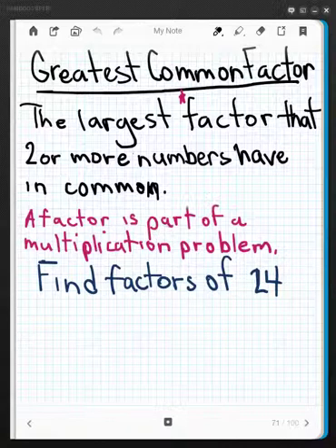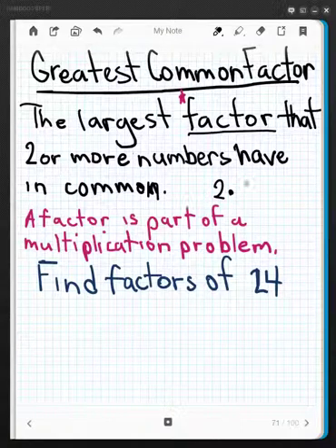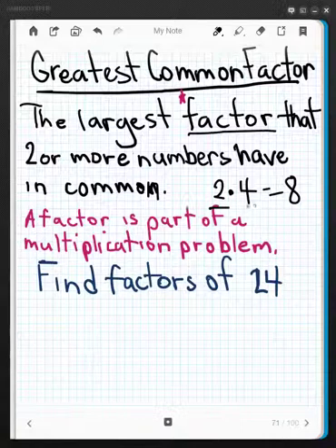The largest factor that two or more numbers have in common is what a greatest common factor is. Now I've starred the word factor up here because we need to realize that a factor is a part of a multiplication problem. So if I were to say 2 times 4 is equal to 8, the numbers 2 and 4 are the factors and 8 is a product. So that is what a factor is, a part of a multiplication problem.